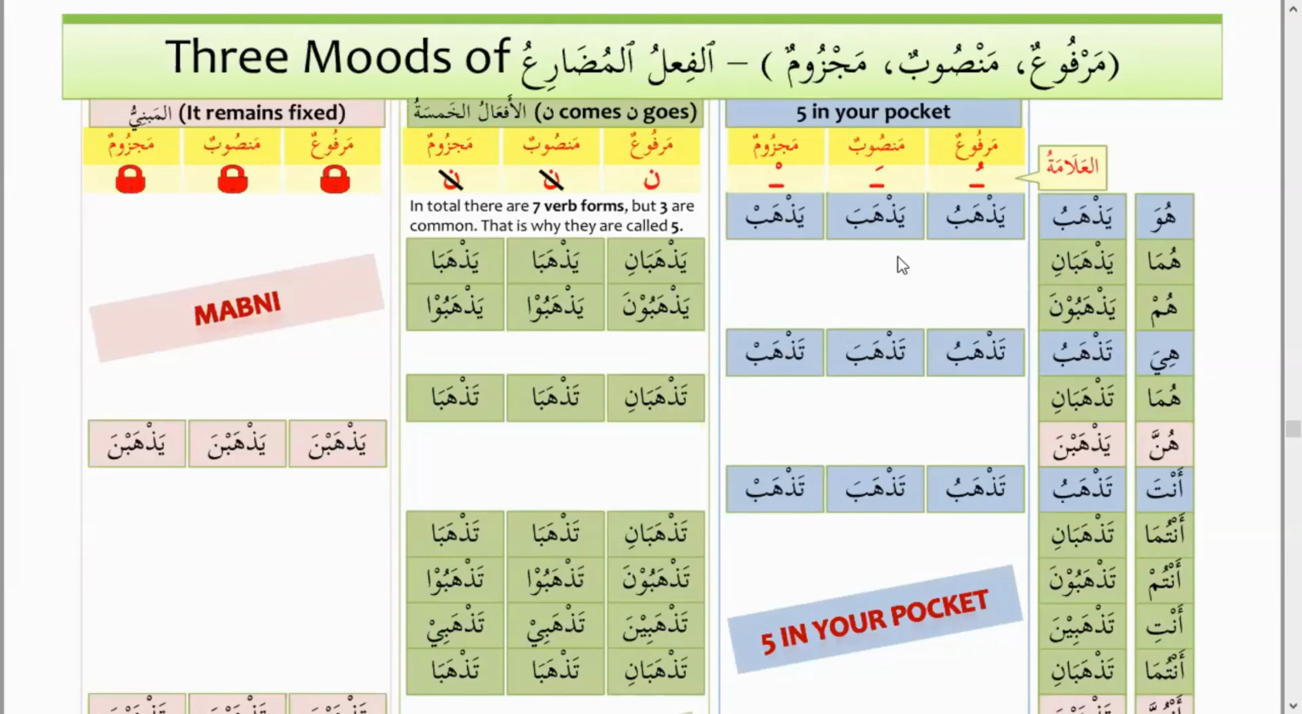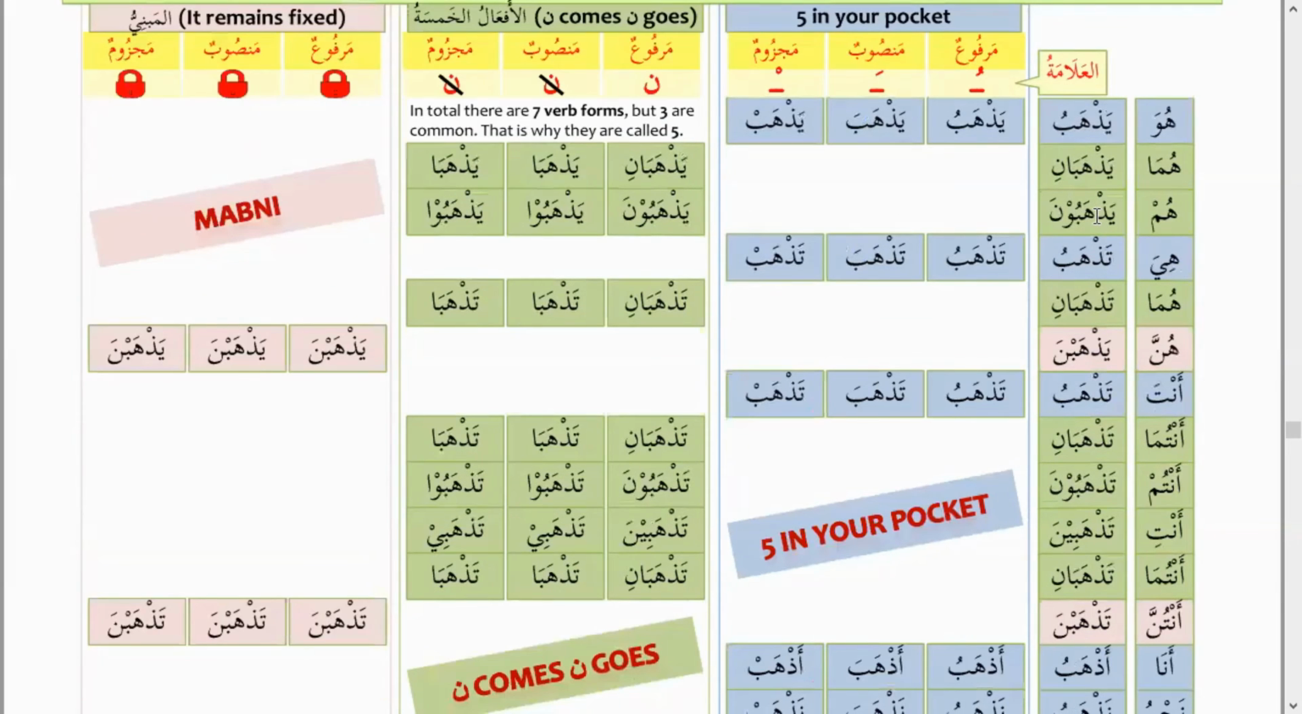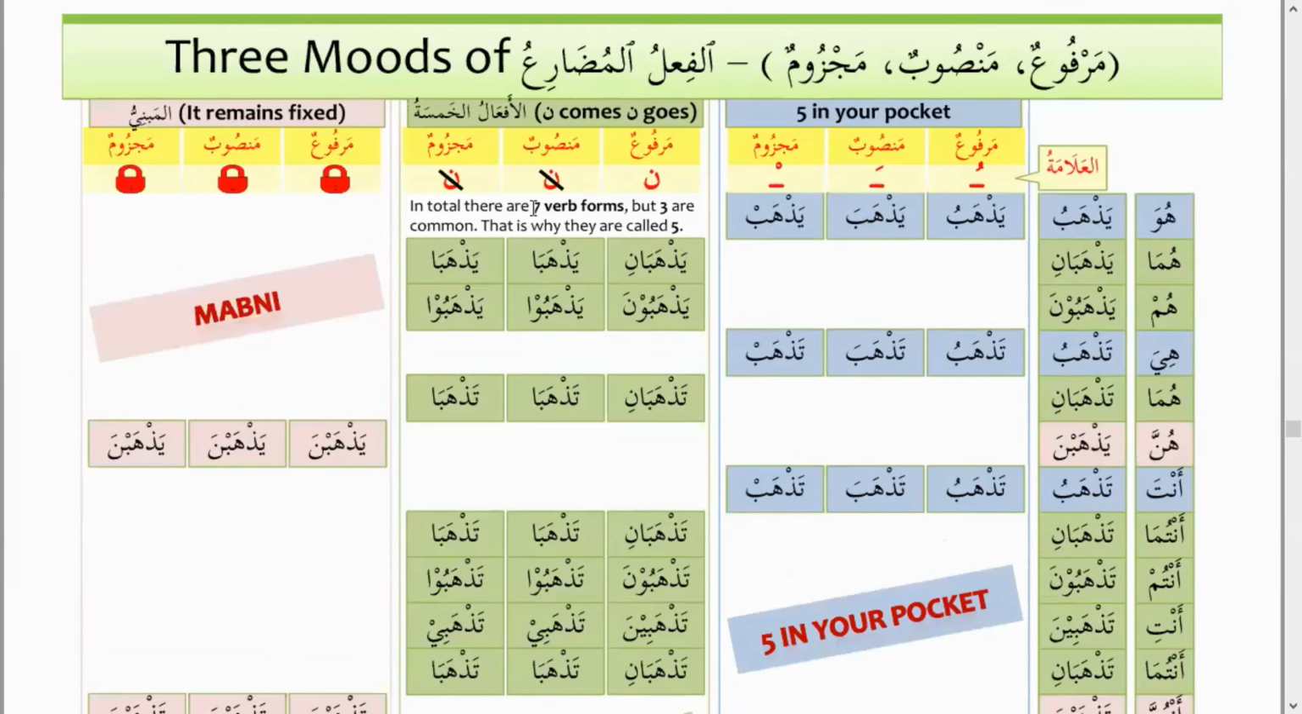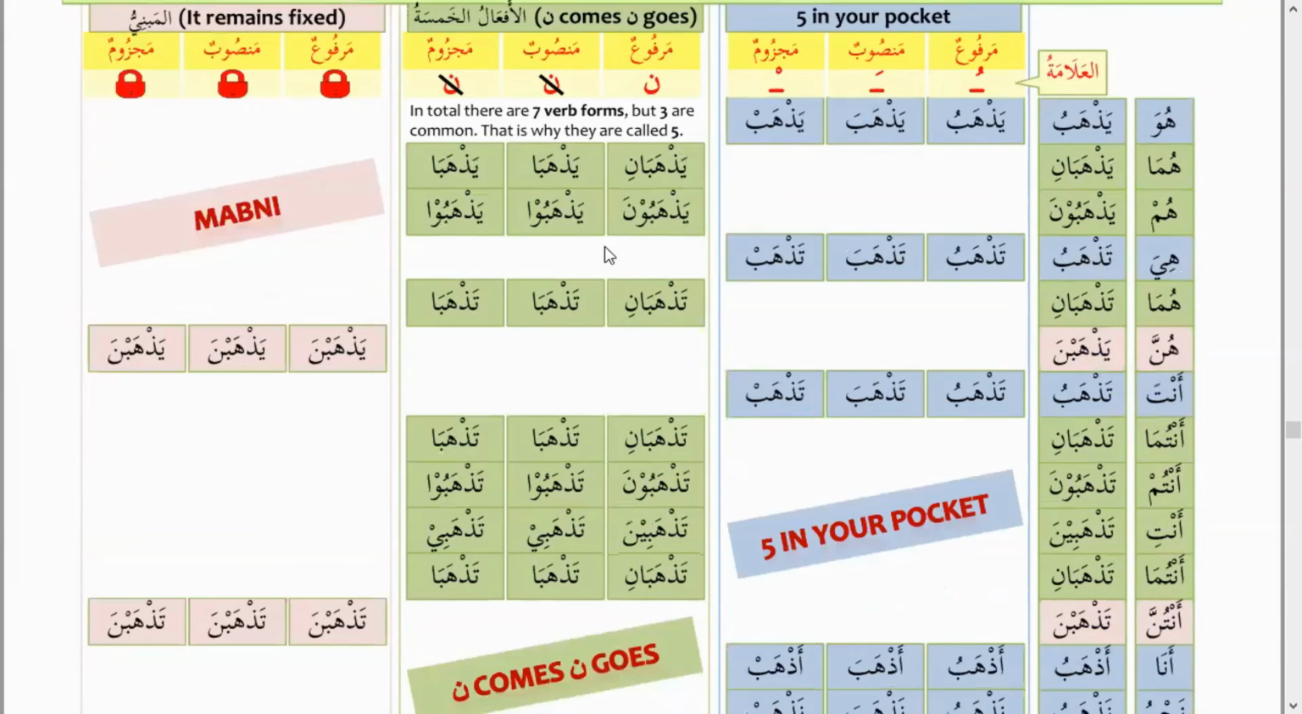The signs of marfu, mansub and majzoom are dhamma, fatha, and sukun, jazam. But what about these green ones? These green ones, again, very easy. Noon comes and noon goes. There are 7 forms. 3 are common.